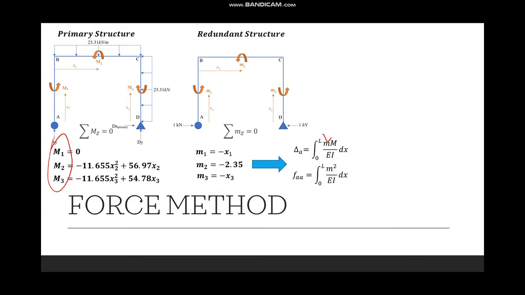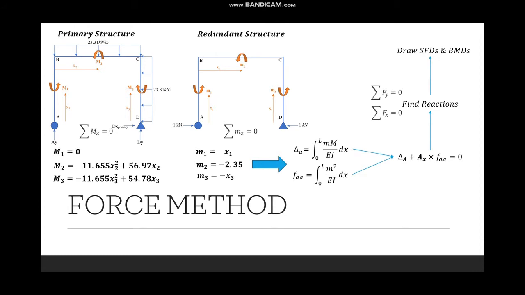Then we can use this formula here, where we can take our displacement value, our FAA value, and solve for the remaining horizontal reactions. So we can find our reactions using equilibrium equations. The sum of Fy is equal to 0, the sum of X is equal to 0, and we can draw SFDs and BMDs.